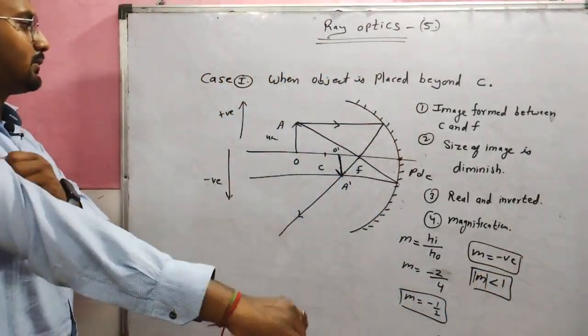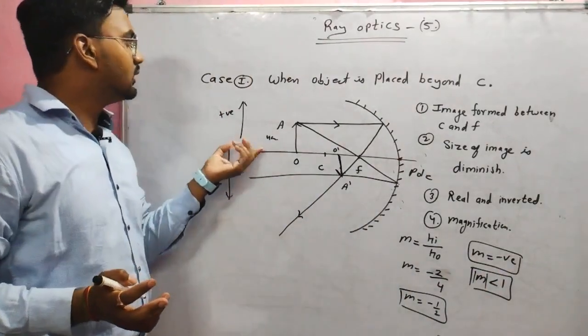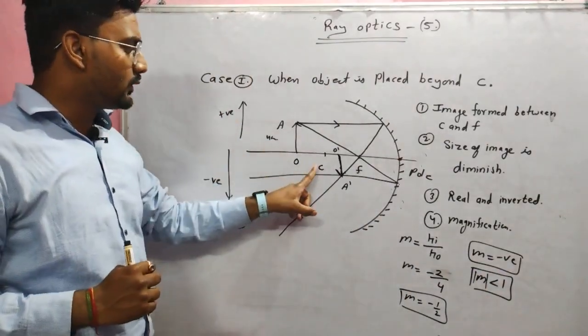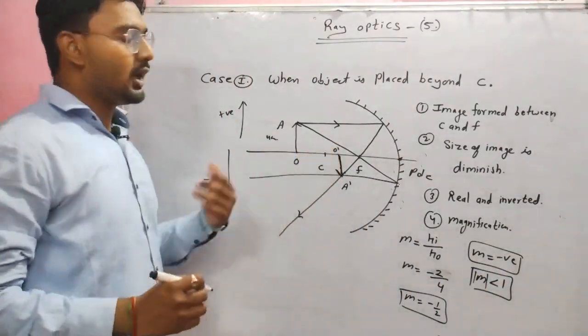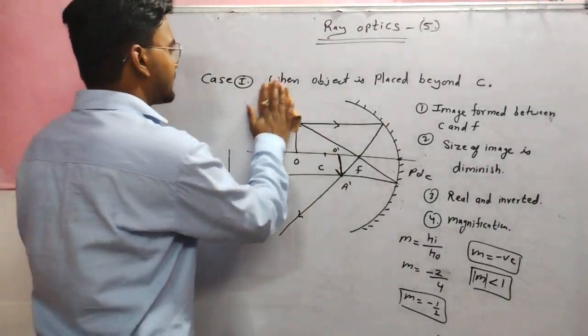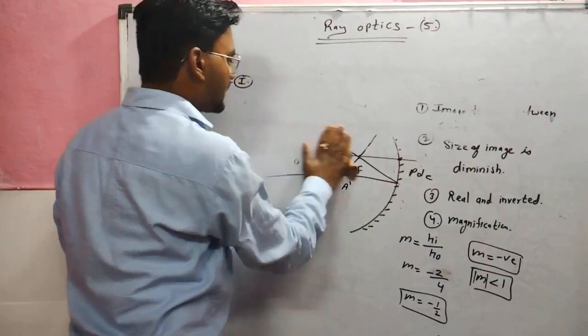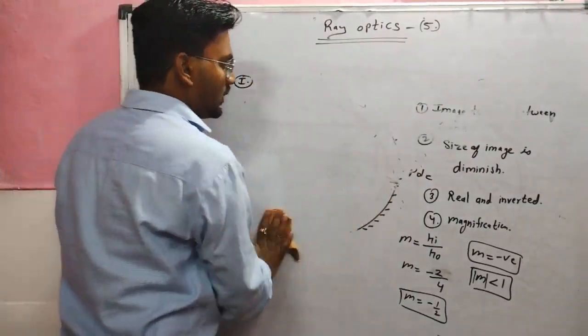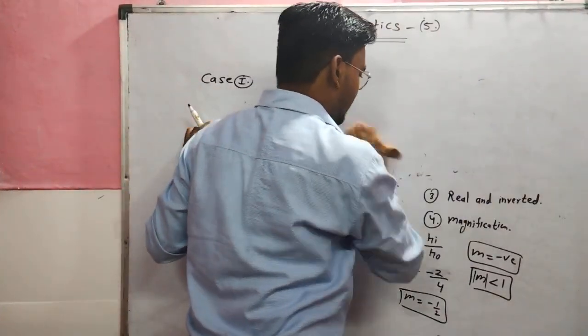So we see the complete information about the concave mirror when object is placed beyond C. Okay. Now we consider the second case of this concave mirror when object is placed at C. Okay. So let's see.